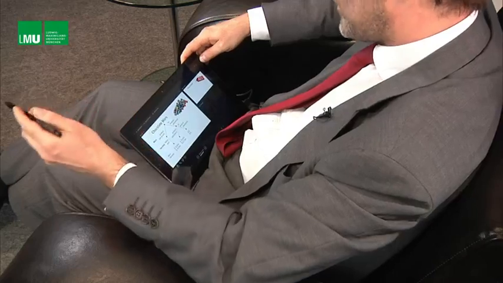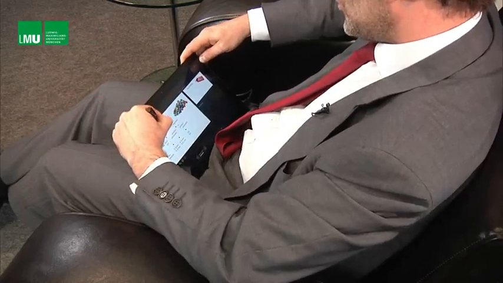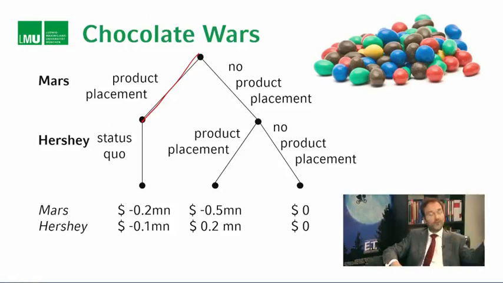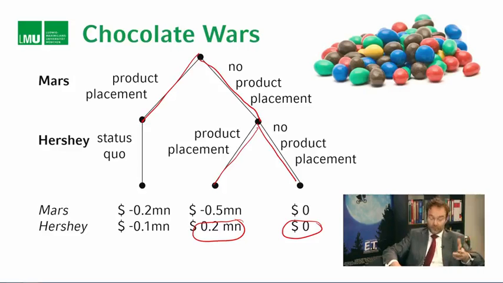expected. Okay, so if Mars chooses to sign, then there's no contest, no choice for Hershey's. Status quo, nothing to decide. Okay. What if Mars declines the offer? If Mars declines the offer, then Hershey's has the choice of signing the deal, which is going to gain them $200,000, or not signing the deal, which is going to mean business as usual and zero change in profits. So for Hershey's, the situation is, do I want to make $200,000 or do I want to make nothing?